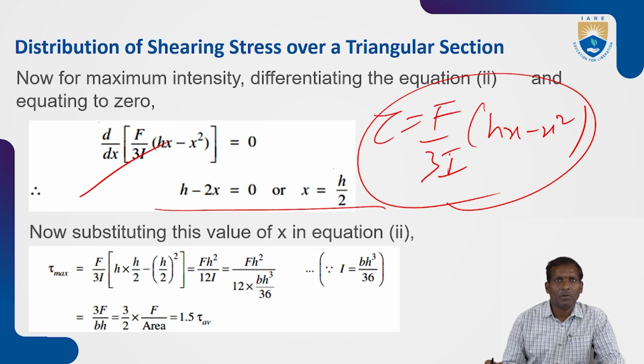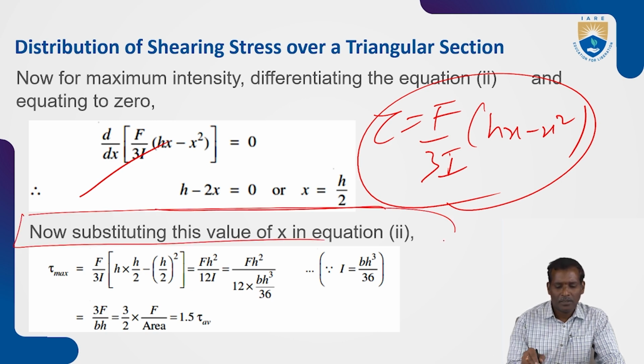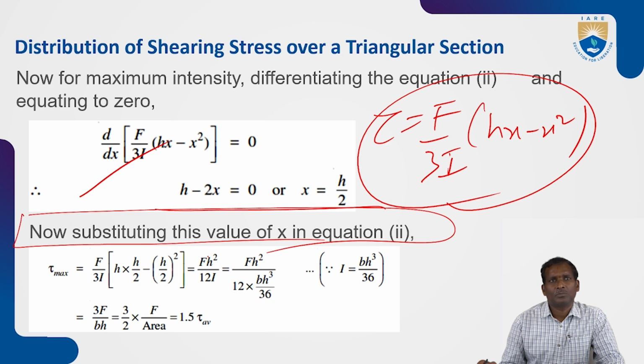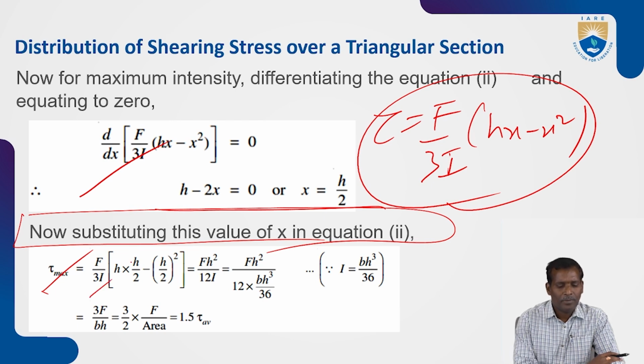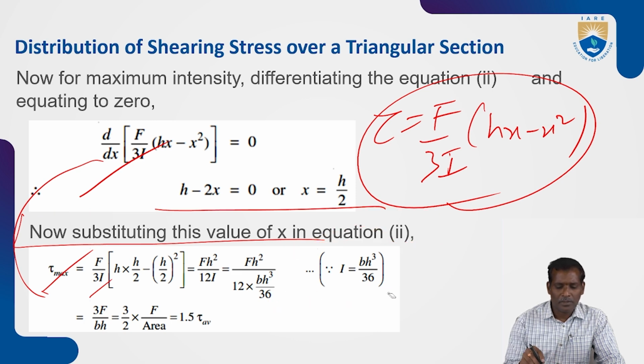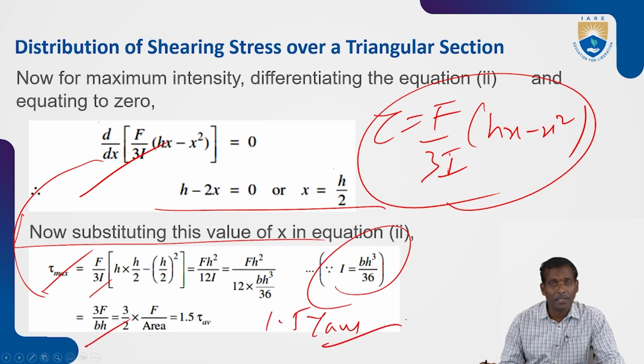Now substituting this value of x in equation 2, the shear maximum is equal to F by 3I. So substitute x is equal to h by 2 in the equation, and in place of I substitute bh cube by 36, and finally you will get 1.5 times the average shear maximum.